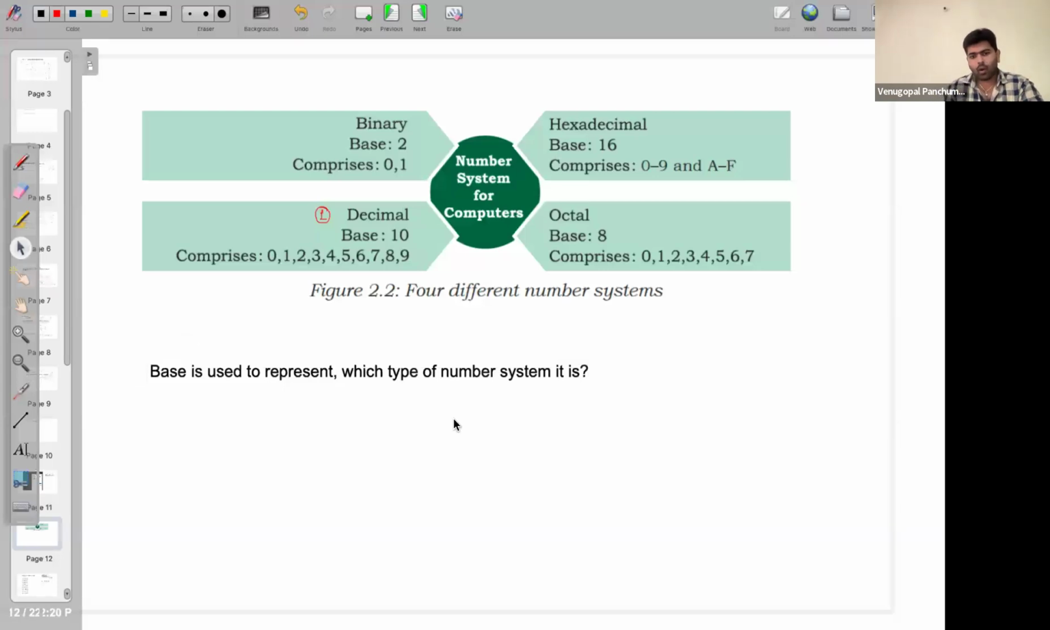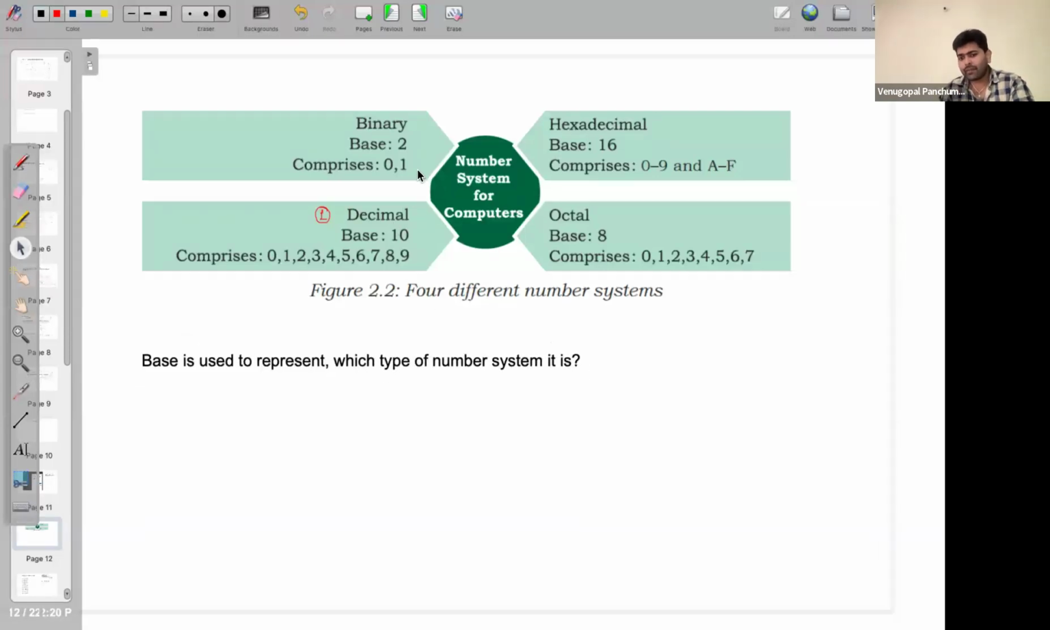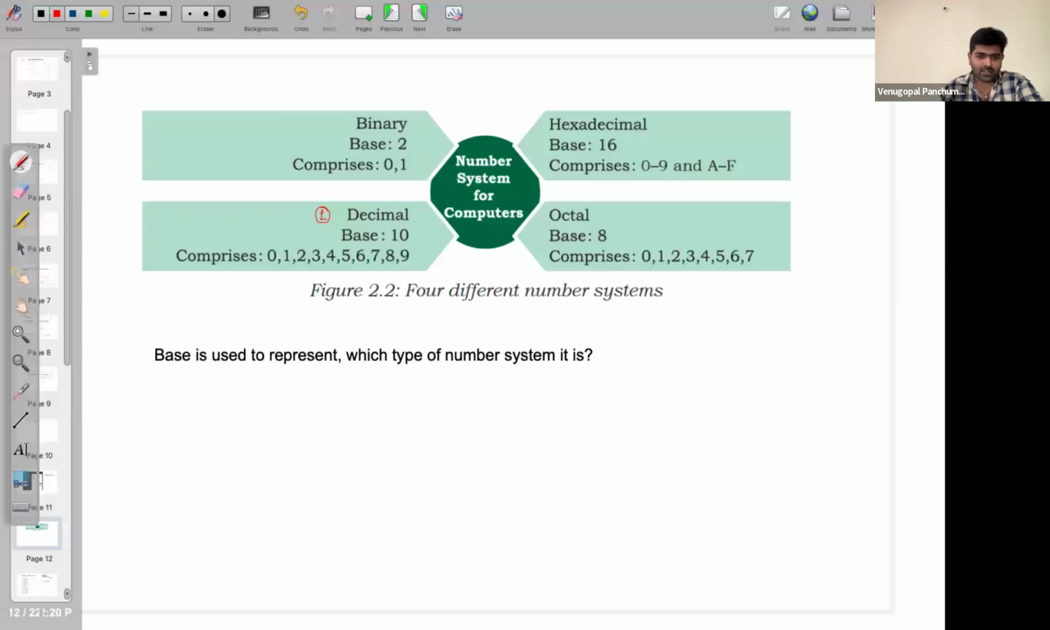Now let's see what a base is and why there are so many different number systems. For example, let us say Lokesh got a message from his girlfriend, Anjali. Anjali texted Lokesh on WhatsApp: baby, please do a recharge of 399. When Anjali asks like this, Lokesh immediately knows that Anjali is asking for a 399 rupee recharge, and Lokesh will do that.